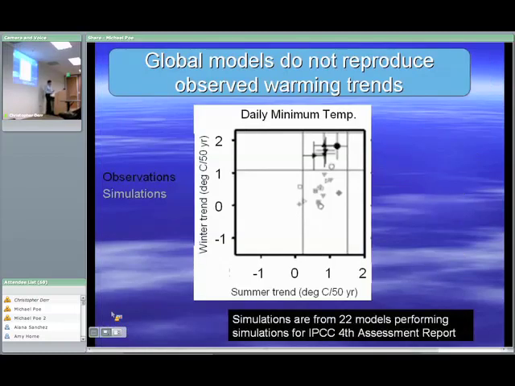Before I go on to showing you the future, I want to make the point that if you look at global climate models, they don't really explain all this complex richness in historical temperature trends. I'll try to illustrate this here. This axis shows summer trends in California. This axis shows winter temperature trends in California. The gray dots are models, the black dots are observations.